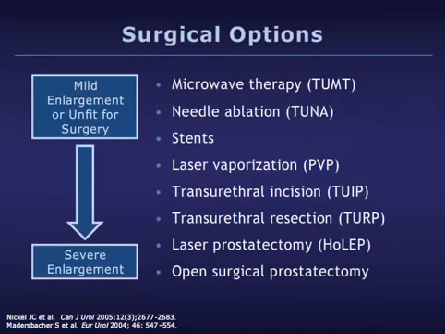There are many types of surgical options available, although not all centers and not all doctors will offer each one of these. This slide shows how the choice of surgical treatment progresses from minimally invasive to more aggressive as the prostate enlarges. Surgical options include microwave therapy, or TUMT, needle therapy, or TUNA, prostatic stents, laser vaporization, called PVP, transurethral incision, or TUIP, transurethral resection, also called TURP or TUPPER, laser prostatectomy, known as HOLEP, and open surgical prostatectomy.